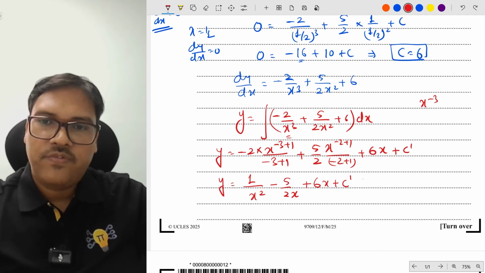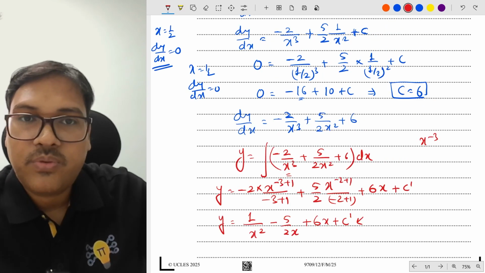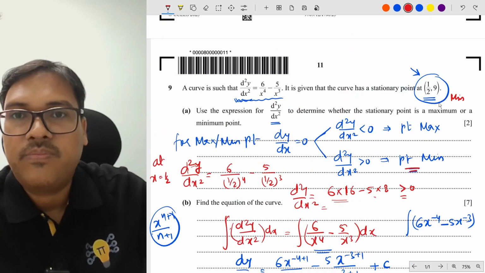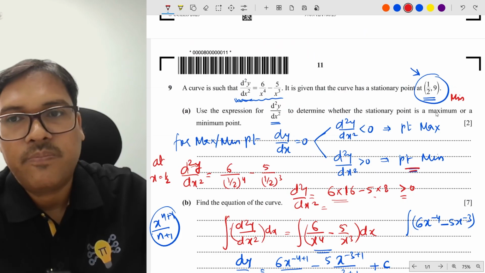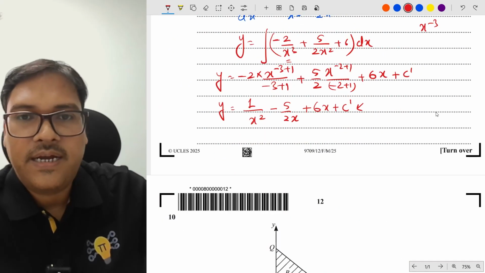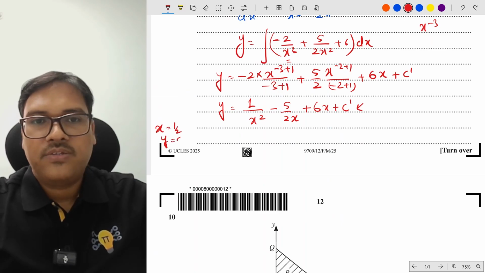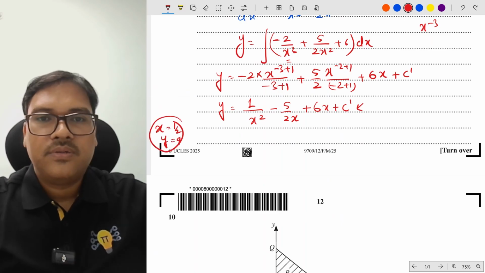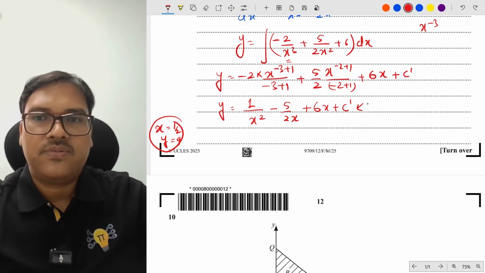Now the question comes, how will you find c dash? Here you can see it is given that this is the point of minimum. That means this point has to be on the curve, then only this can be a point of minimum. So at x equal to 1 by 2, y is equal to 9. So if I put x equal to 1 by 2 and y equal to 9, you will get the value of c dash.